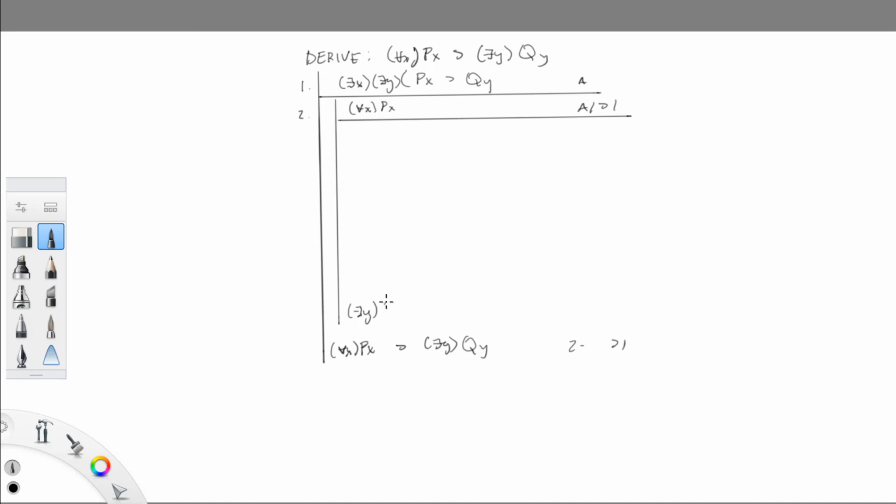There's a y Qy. Go ahead and hit pause and see what you think the next few moves might be. And when you're ready, resume.